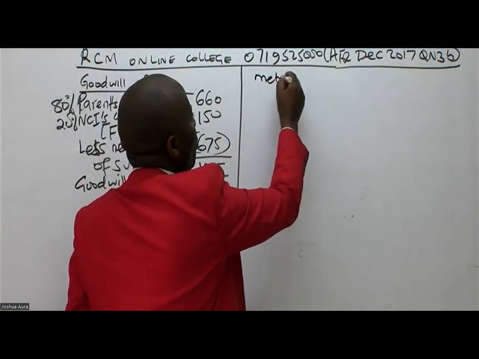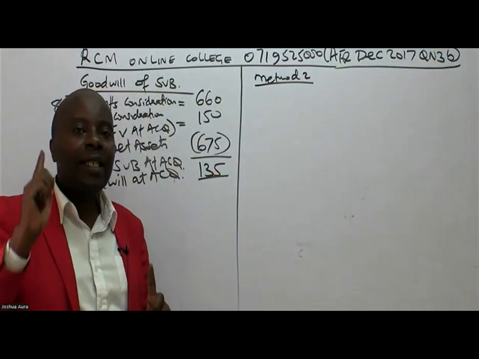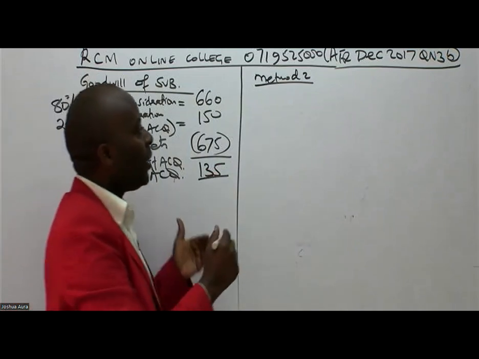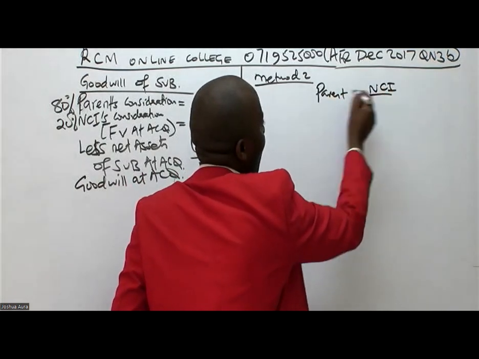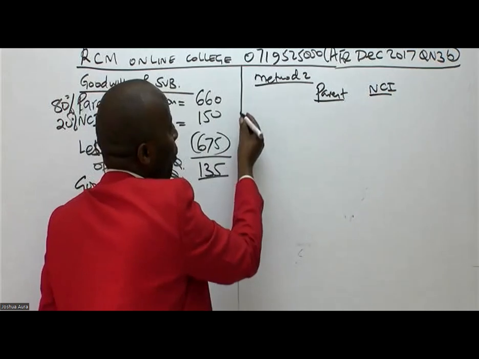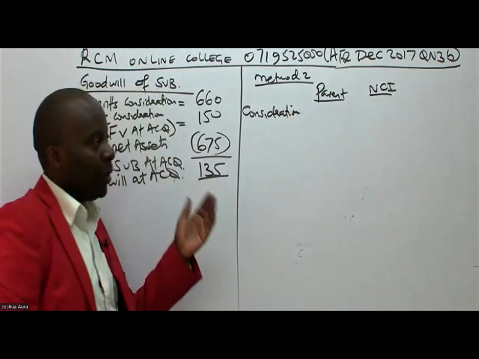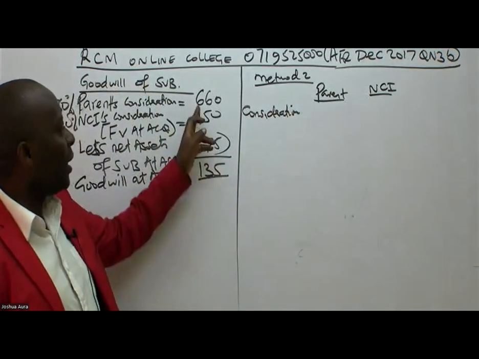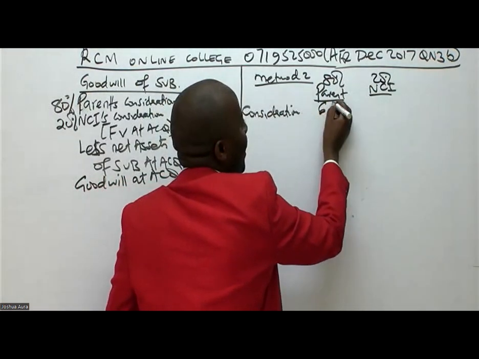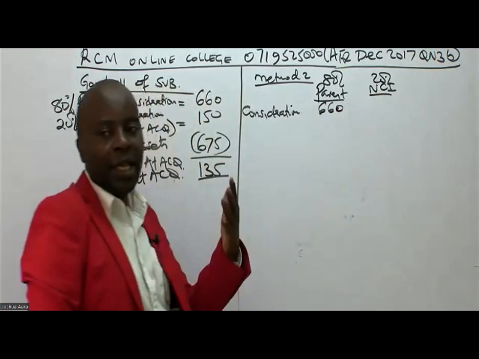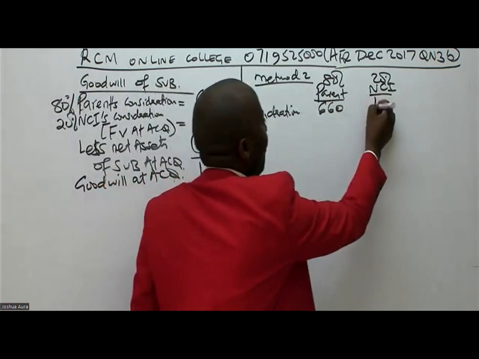Method number two would want to calculate the goodwill for the parent and the NCI separately. So separate the two stakeholders: we have here the parent company, and then we have here the NCI. We start right away with the consideration. The parent paid 660 for its stake, which is 80%, and the shares of NCI, which is 20%, as at the date of acquisition had a fair value of 150.